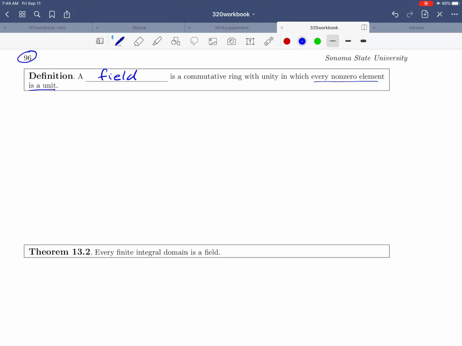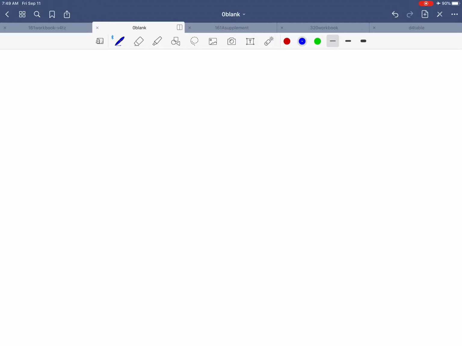I'd like to start by giving you just one example of a field, just so you can get a feel for what this is. We're going to turn the pages and put this on a blank sheet of paper here. So I claim that the set of all real numbers is a field. I'm talking about just ordinary multiplication and addition of real numbers here.